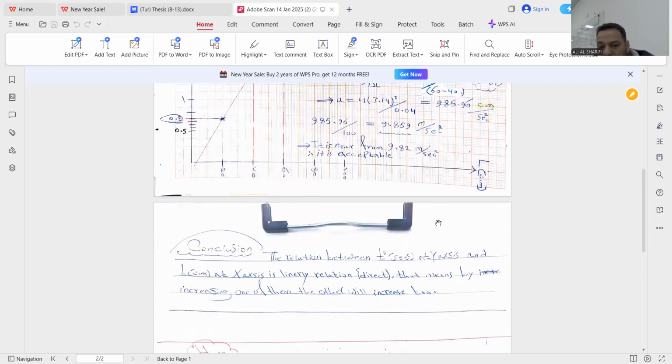Now, let's talk about the conclusion. As we expected, the relation between T², the time period squared in seconds squared on the y-axis, and L, the length of the pendulum on the x-axis, is a linear relation, a direct one. That means by increasing one of them, the other will increase too.